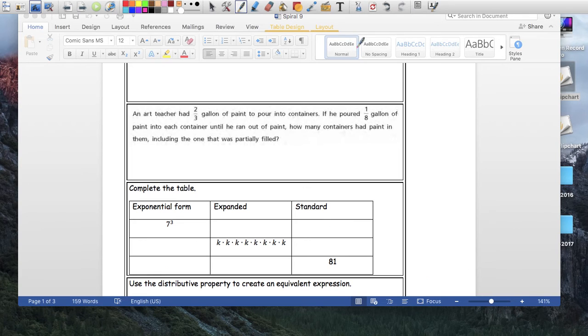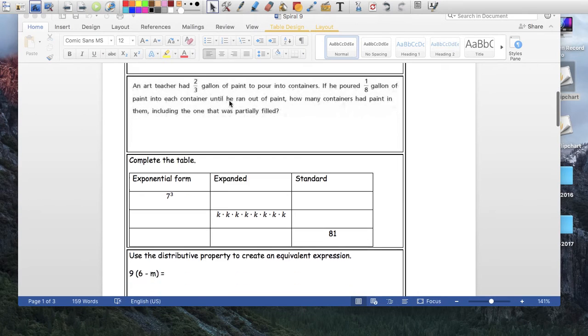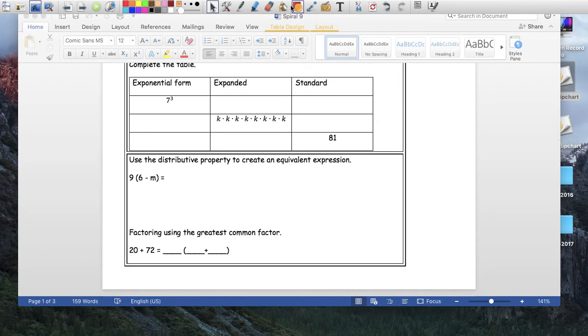Moving down, scroll down. Use the distributive property. So we're going to do the Angry Birds attack, 9 times 6 first. Then attack the second one, and you get 9 times m. So 9 times 6 is 54 minus 9 times m.